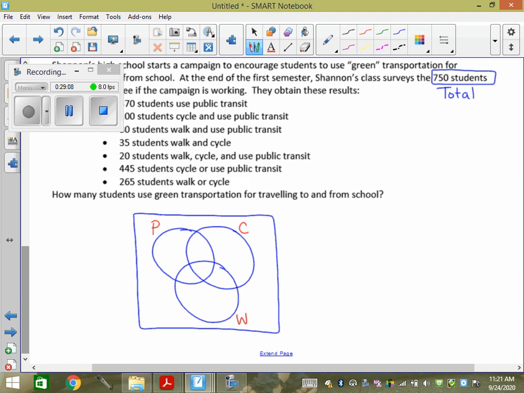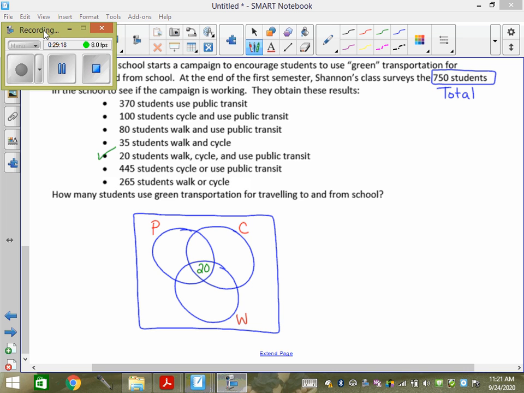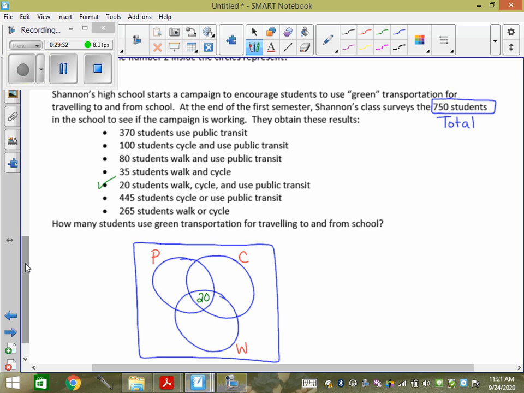Okay? So, I use a different color. 20 are in all 3, so I'm going to put a 20. So then I go to the eyeballs, the ands. Right? On a 2-circle, I just started with the and, the eyeball. On a 3-circle, I start with the middle, and then I go to the eyeballs. So those are my ands. Doesn't matter which and you go to first, just go to them. So I'm going to do the 35 students who walk and cycle. So in this eyeball here, the walk and cycle eyeball, I should have how many?